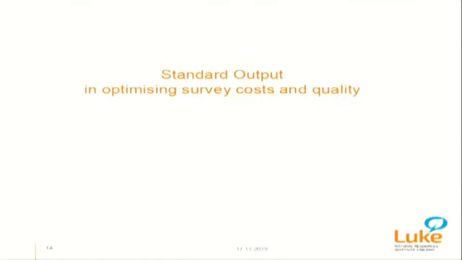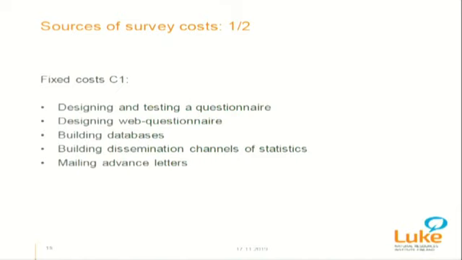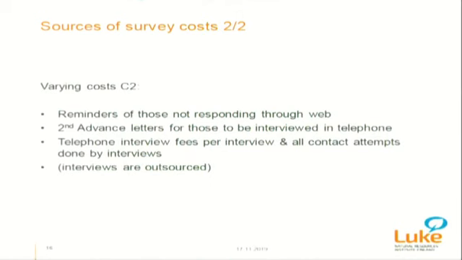And how we are using standard output in optimizing survey cost and quality. First, you know, we have survey cost. Fixed costs are designing and testing the questionnaire, designing the web questionnaire, building databases, building dissemination channels of statistics, and mailing advance letters, normal costs. And varying costs are reminders to those not responding through the web. And second, advance letters for those to be interviewed by telephone, and telephone interview fees per interview, and all contact attempts done by interviewers. It costs quite a lot of money.